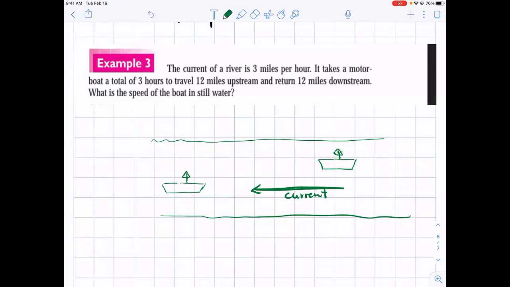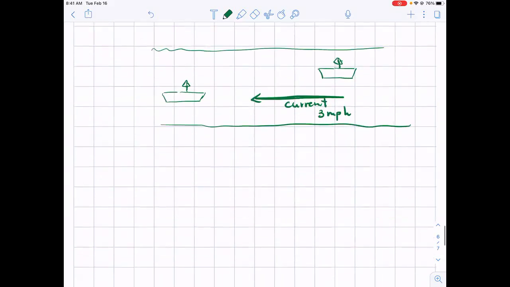So the current of the river is 3 miles per hour. So we know that this is 3 miles per hour. Okay, so what we can do is let x equal the speed of the boat in still water. So what we will do is let x represent the speed of the boat in still water.